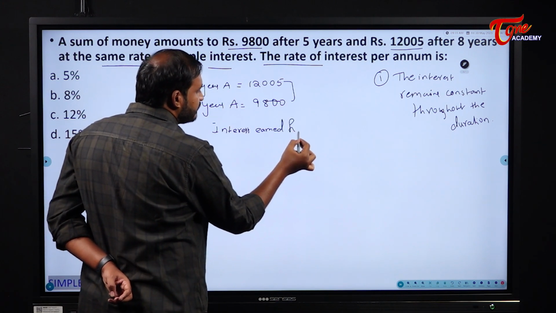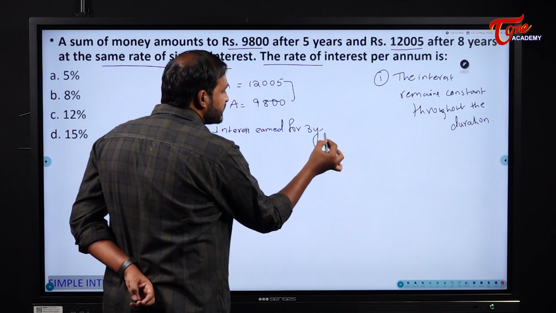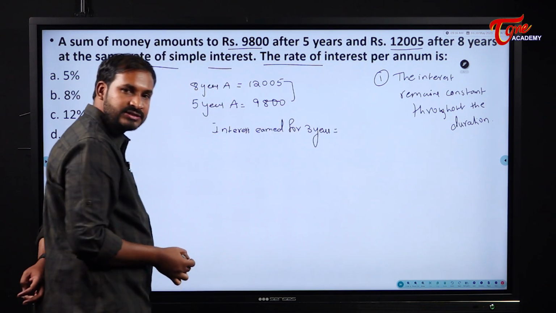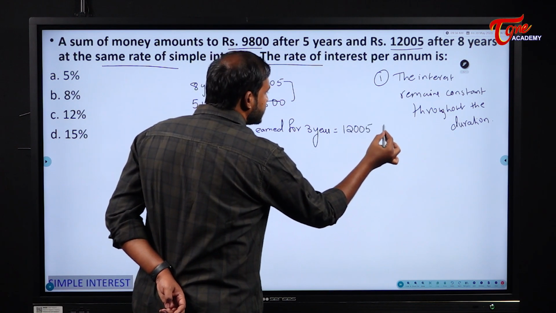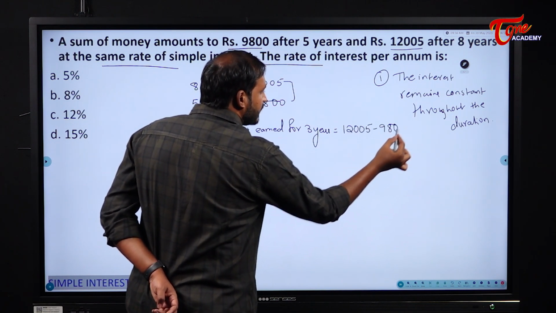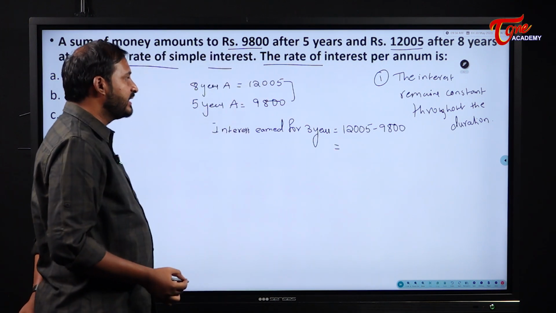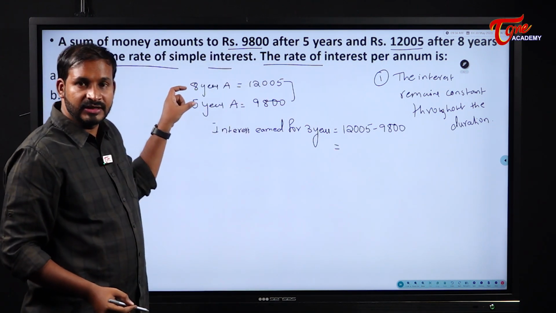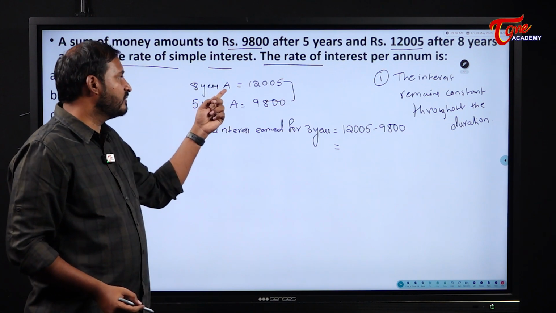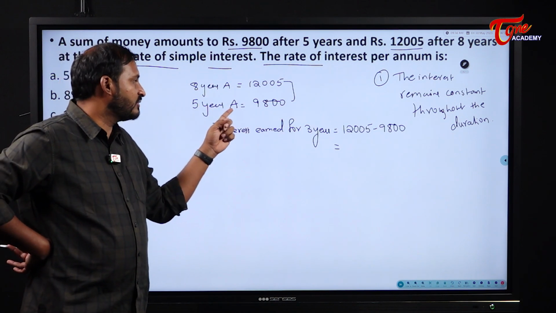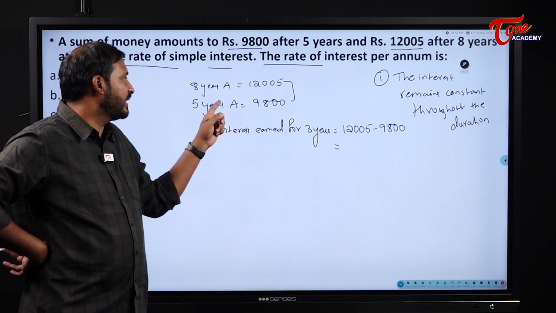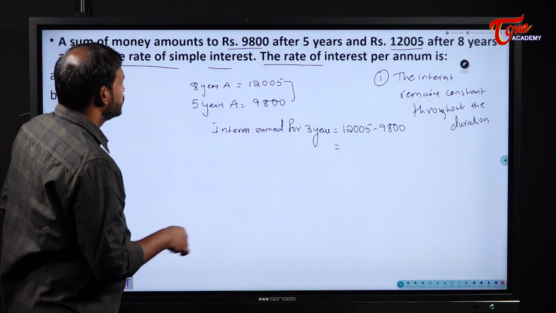Tell me what is the interest earned for 3 years in this case, students? 12,005 minus 9,800. Okay, that is the interest earned for 3 years, right? Why? Because here what you will write? Amount means principal plus interest on 8 years. Here what you will write? Amount means principal plus interest on 5 years.